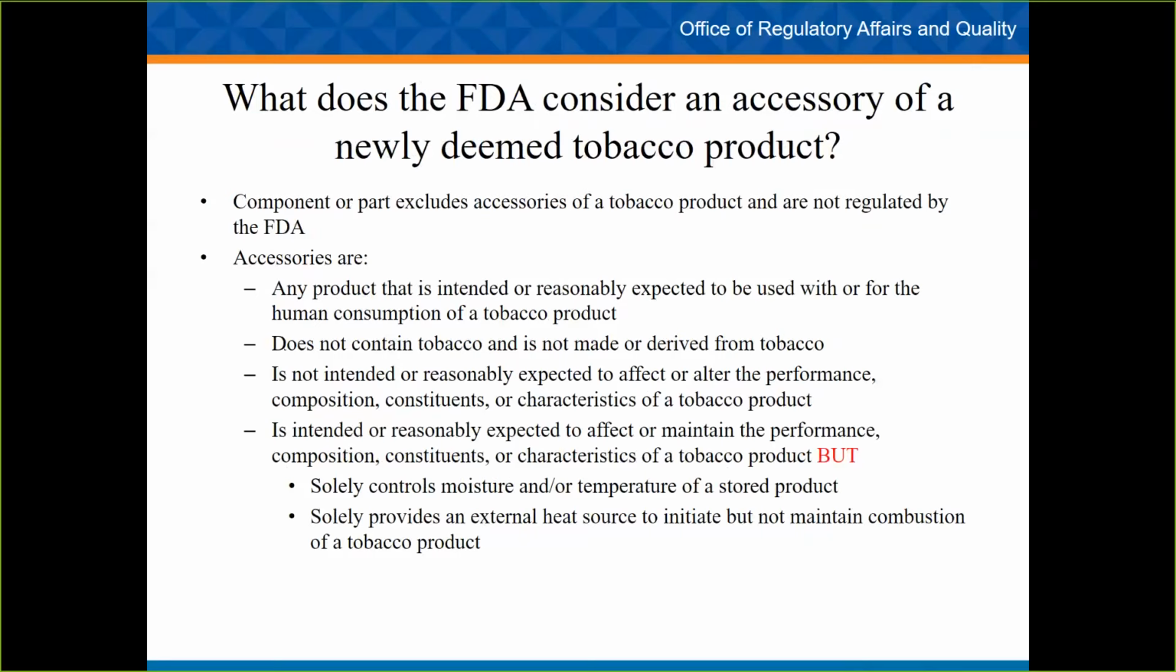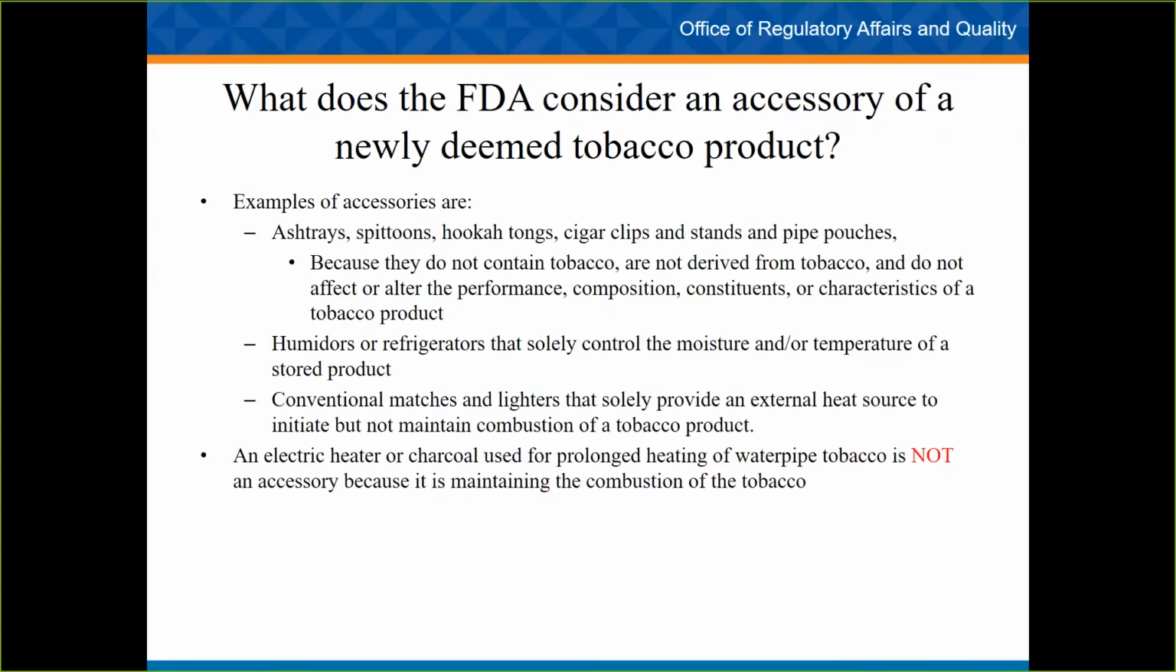So accessories of these newly deemed products are any product intended or reasonably expected to be used with a tobacco product, but does not actually contain tobacco, and is not made from tobacco, and is not intended or reasonably expected to alter or affect the performance, composition, constituents, or characteristics, or if it does, it's solely to control the moisture or temperature of the product, or it provides an external heat source that initiates but does not maintain combustion.